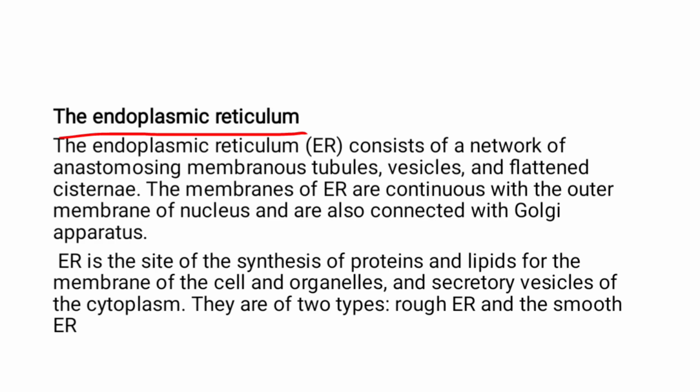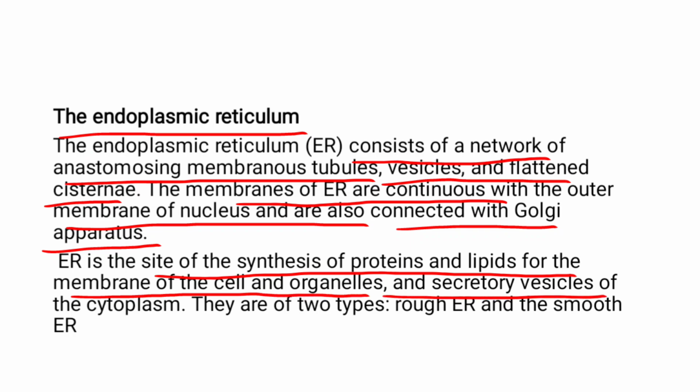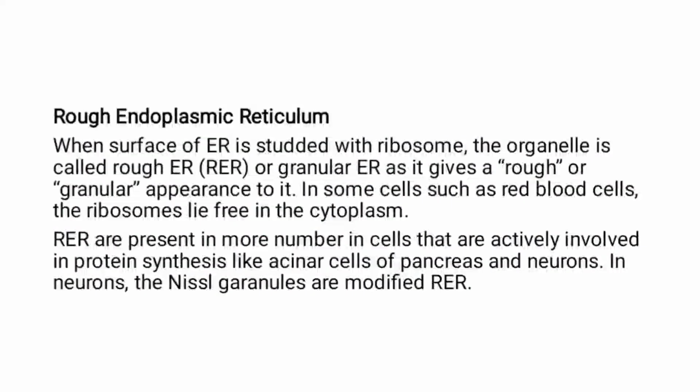Endoplasmic reticulum. The endoplasmic reticulum consists of a network of anastomosing membranes, membranous tubules, vesicles, and flattened cisternae. The membranes of the endoplasmic reticulum are continuous with the outer membrane of the nucleus and are also connected with the Golgi apparatus. The endoplasmic reticulum is the site of the synthesis of proteins and lipids for the membranes of the cells and organelles, and secretory vesicles of the cytoplasm. There are two types, rough endoplasmic reticulum and smooth endoplasmic reticulum.